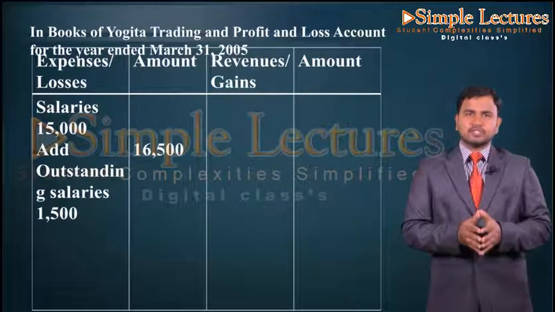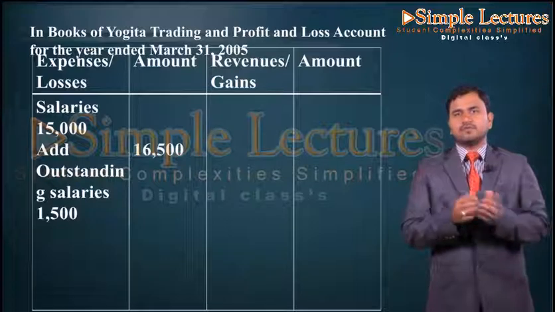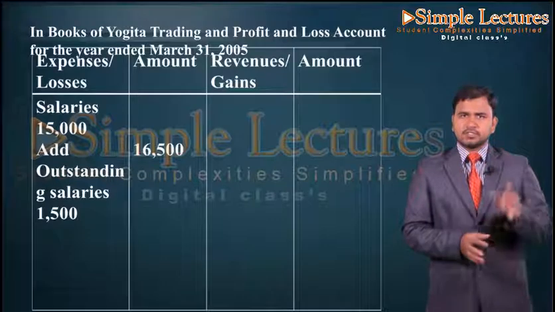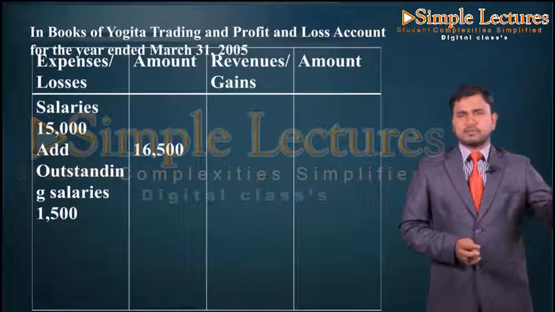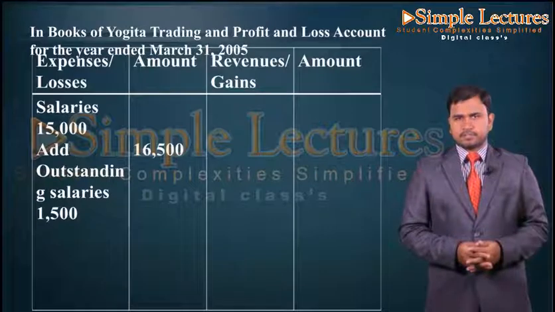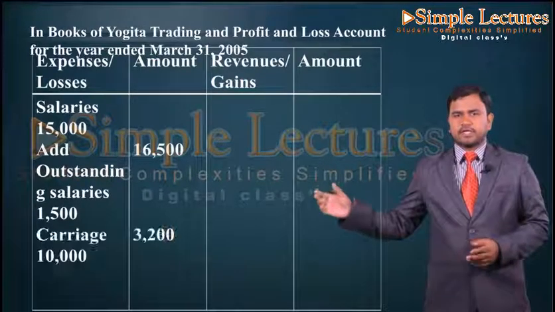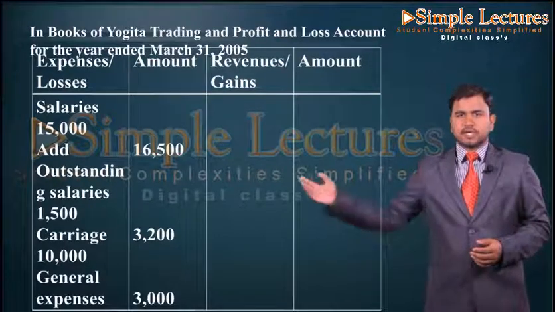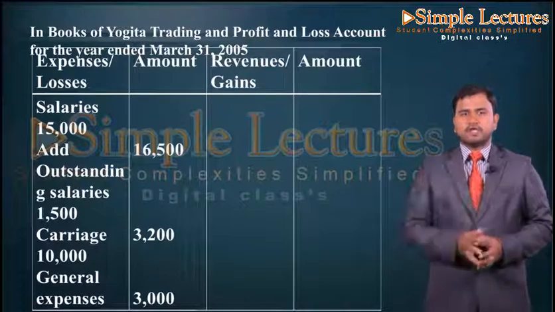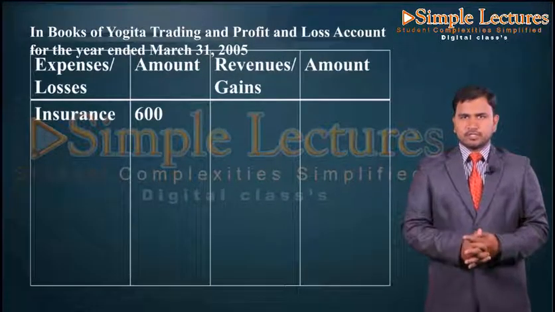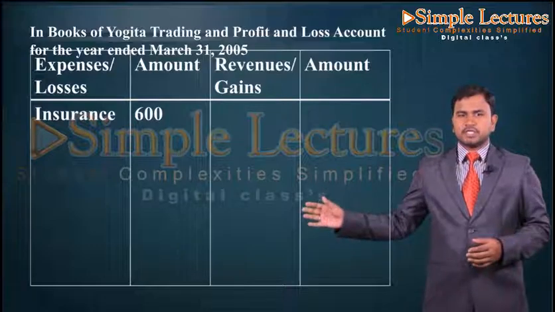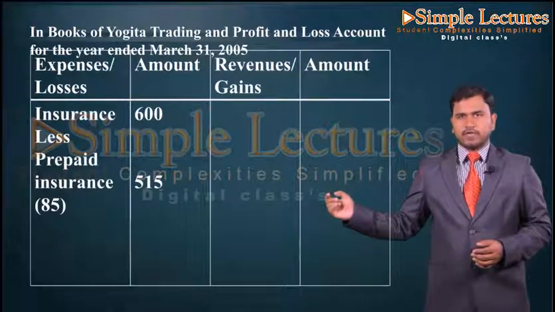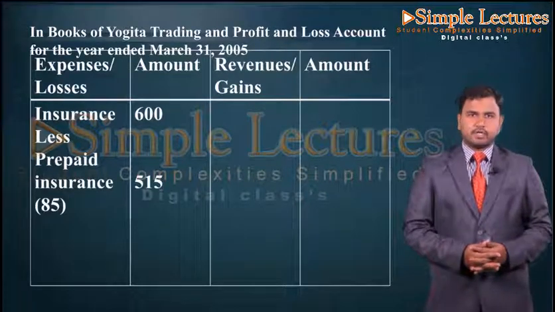Next we have carriage on sales. So when coming to the carriage on sales, sales will be made out of the production area. So here the carriage on sales will be considered as indirect expenses, but carriage on purchases will be considered as direct expenses. So let us record in the debit side carriage 3,200, then we have general expenses, which is 3,000, then we have insurance. So as I said, coming to the debit side again, insurance 600 in the inner column, less prepaid insurance 85, then to the outer column 515.